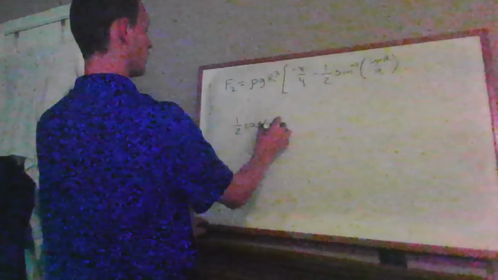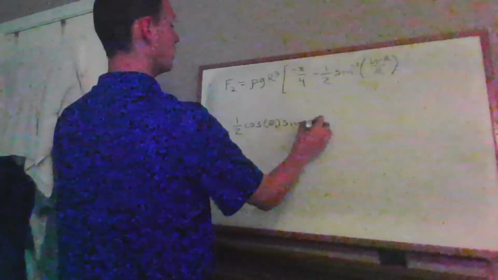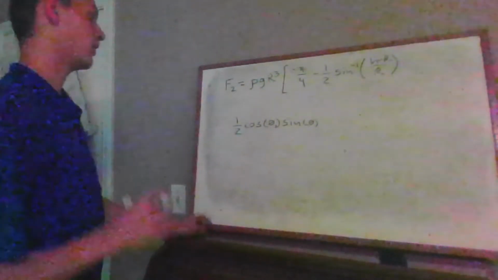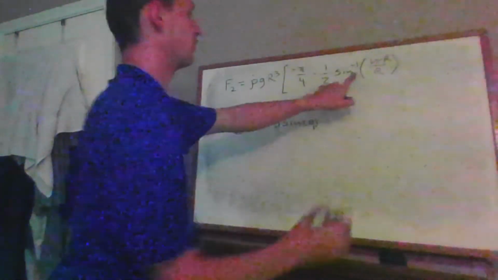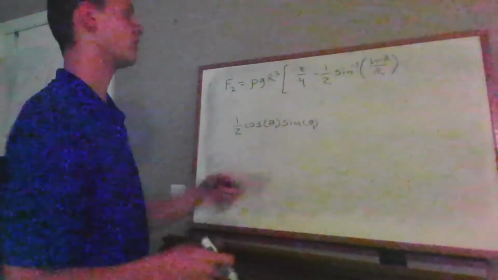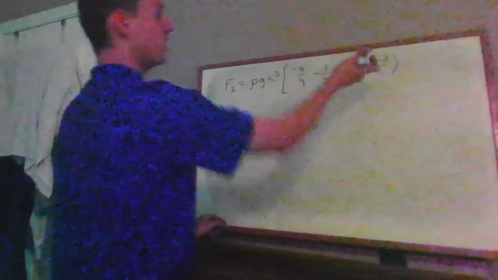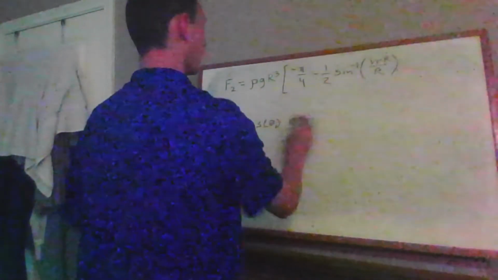We had to consider cosine theta 1 times sine theta 1. Well, if theta 1 is the arc sine of h minus r over r, then sine theta 1 is h minus r over r. Okay, so we have that taken care of, right?